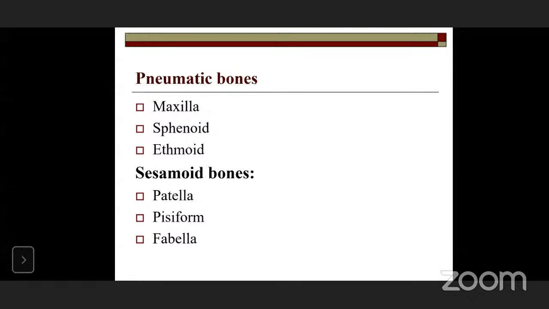And sesamoid bones are seed-like structures which originate in the tendon. For example, patella, pisiform, and the fibula. Fibula originates in the tendon of the lateral gastrocnemius muscle. Pisiform is in the flexor carpi ulnaris muscle, and the patella is inside the quadriceps tendon.